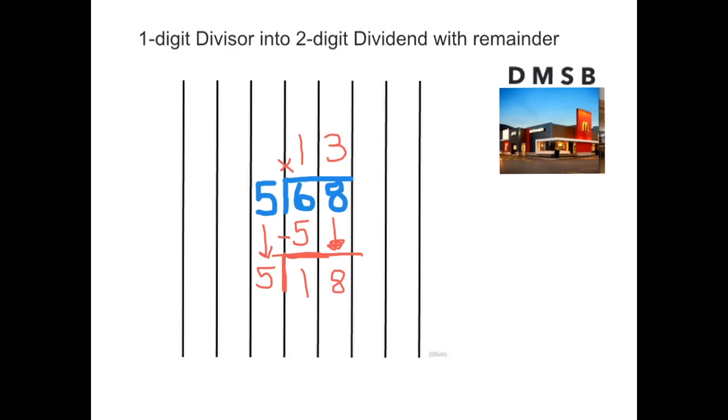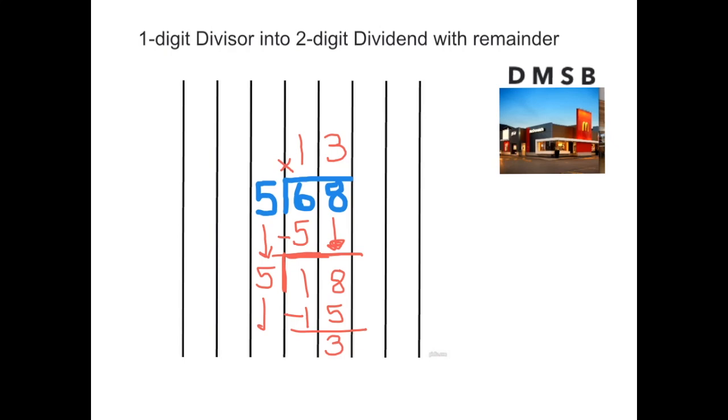Okay, so we just divided. Now we're ready to multiply. 3 times 5, which is 15. I'm going to write our answer under 18. Next step is to subtract. 18 minus 15 equals 3.